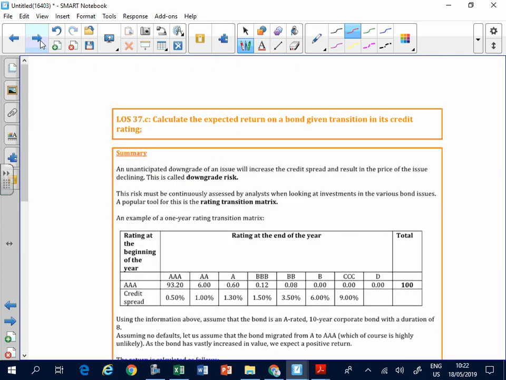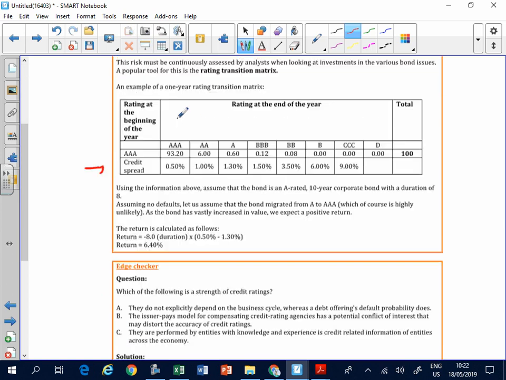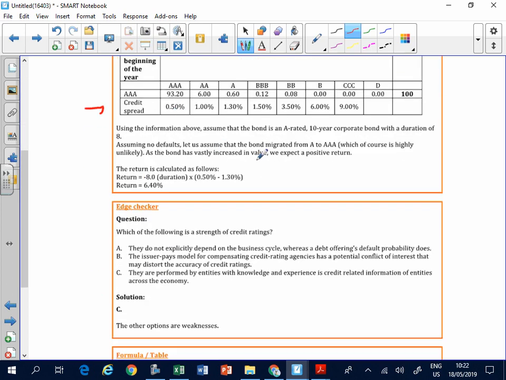Migration risk, guys. So moving from one rating to another rating occurs with a certain probability, right? If I'm a AAA rated entity now, over the next year, what is the probability that I stay AAA? 93.2%, right? Happy? If I'm AAA, after 1 year I end up being triple B, that's the probability that happens. Everyone happy? Okay, cool. And obviously these are the spreads associated with the ratings. Does this calculation make sense to you, everyone? Okay, where's the confusion?